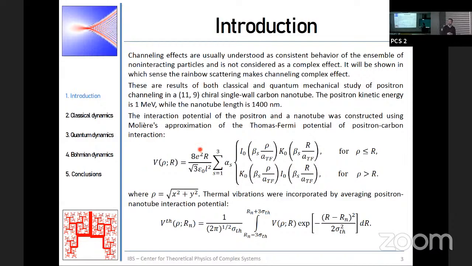But in a nanotube, you will select electron. Why do you not consider the... They are here. This is a projective potential of a neutral atom. Neutral atom. Yeah. So this is actually because we treat the positron as a probe, an electric probe. So this is electrostatic. You get this by averaging the potential of a neutral atom given by Thomas-Fermi, the Molière approximation of the Thomas-Fermi potential.